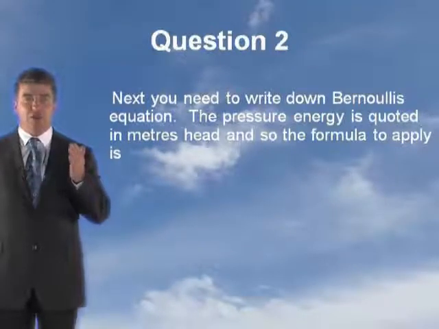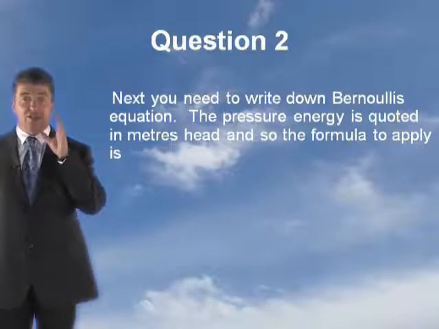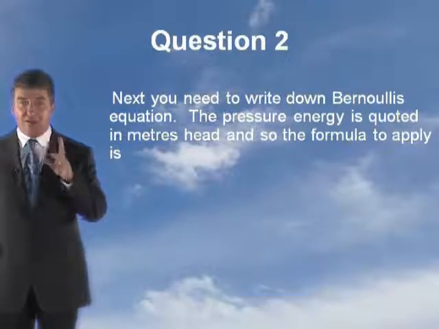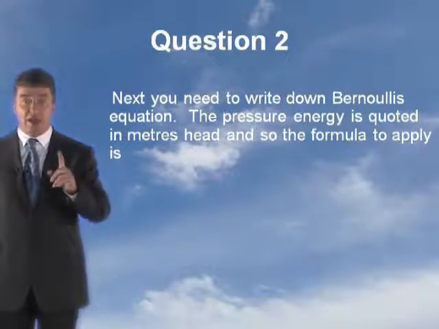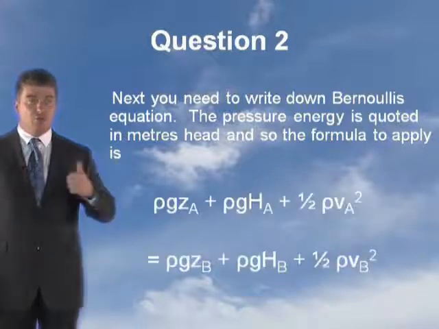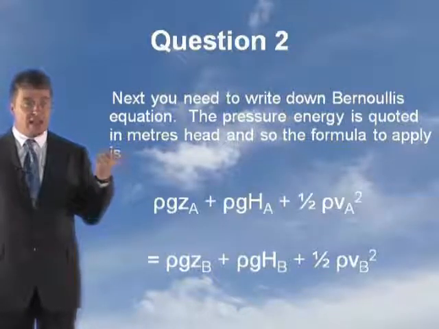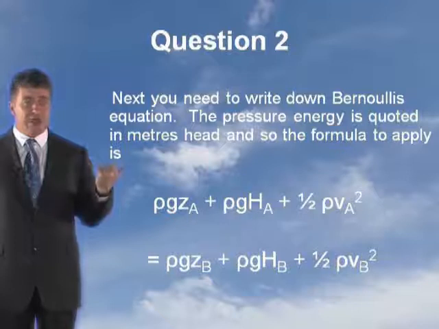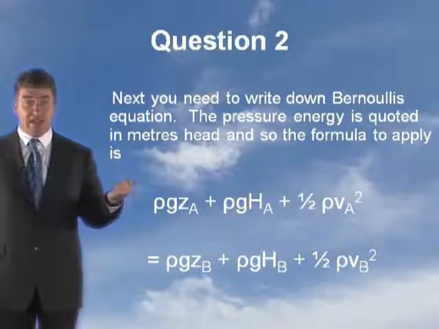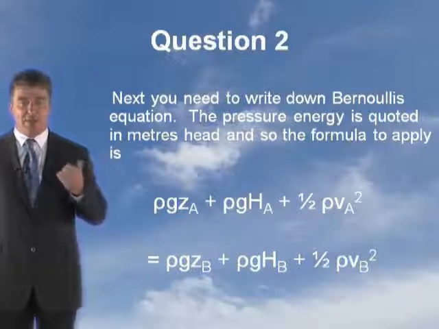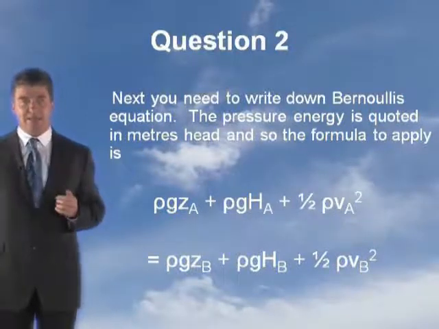Now, what's the first thing you need to do? You need to write down Bernoulli's equation. Now, which formula? The pressure energy here is quoted in metres head. Do you understand? Metres head. So the formula to apply is this one: rho g zA plus rho g hA plus half rho vA squared equals rho g zB plus rho g hB plus half rho vB squared. That's the formula when it's metres head.